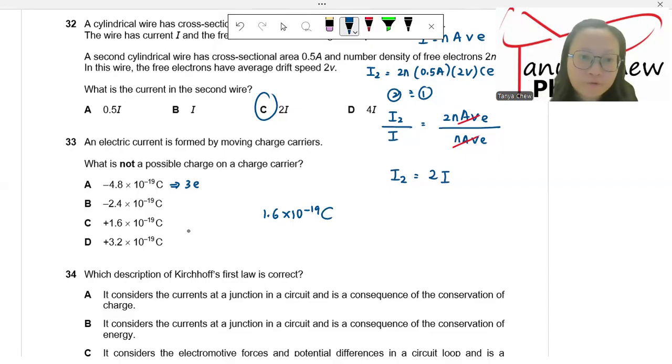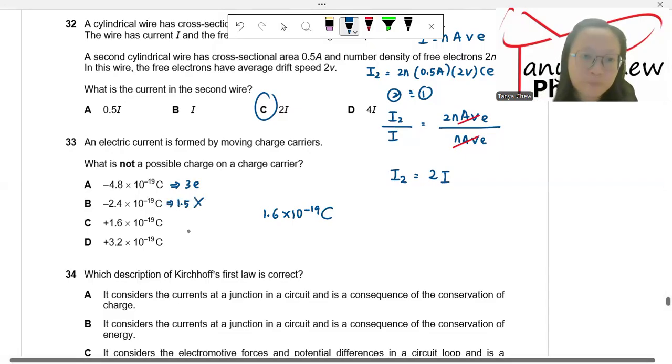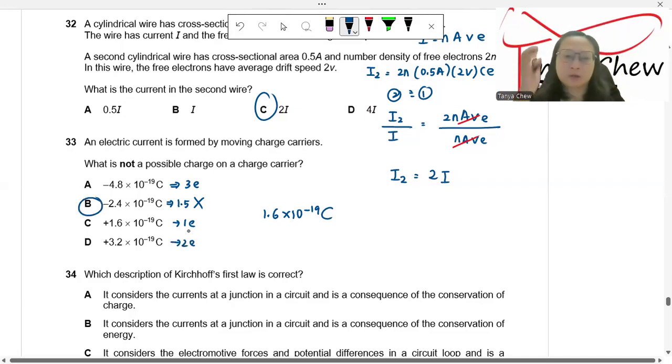I get 1.5. If you get 1.5, this is not possible. You're supposed to divide it without any decimal point. So 1.6, I get 1 charge. And 3.2, I get 2 times the fundamental charge. So B is not a possible charge.